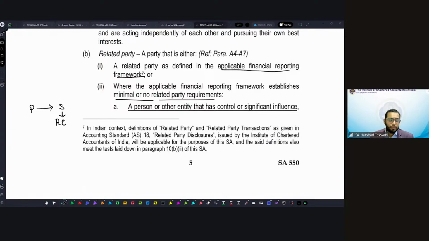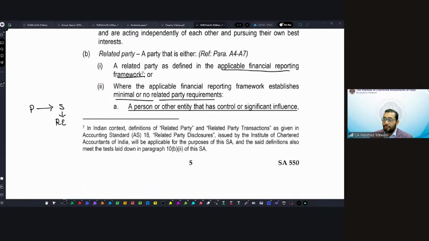Sir, even if it is not at arm's length price, but its disclosure and accounting are appropriate, then it's okay. So you are saying if it is not at the arm's length price, fine, but the disclosure should be appropriate. No, but it will be impacting our profits.